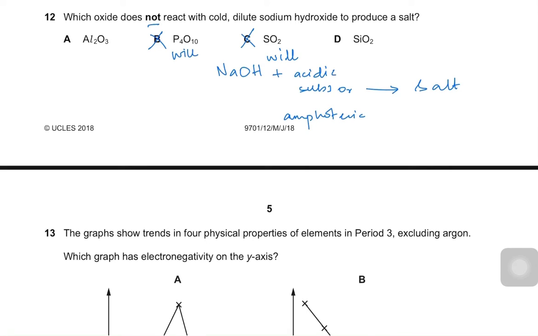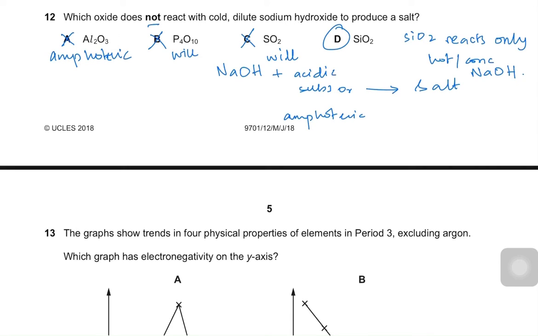When you notice aluminium oxide, it's also amphoteric, which means it will also react to make sodium aluminate. If you remember, it makes sodium aluminate. The only thing which won't react is silicon dioxide because silica reacts with only concentrated. SiO2 reacts only with hot concentrated sodium hydroxide.